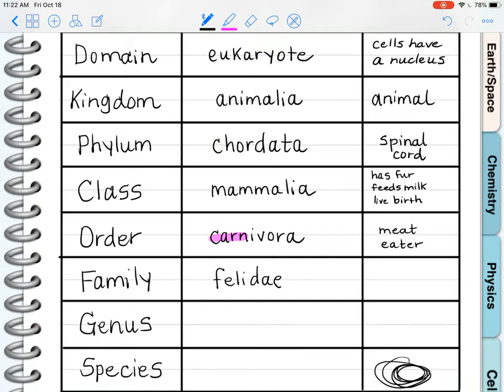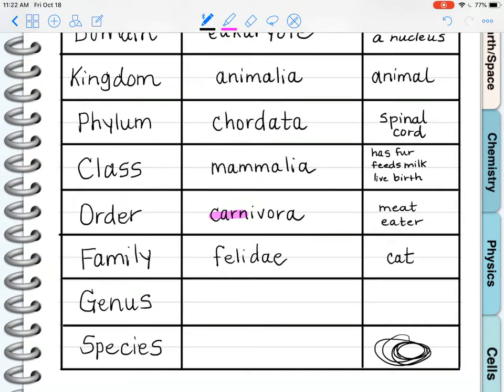Here's going to help you too. Felidae, which means cat. Okay, whatever this creature is, it is in the cat family. It is a feline. It's in the feline family. So that narrows it down, but there are still hundreds of kinds of cats. We could have a house cat. We could have a tiger. We could have a mountain lion. There are lots of different genus and species of cats.